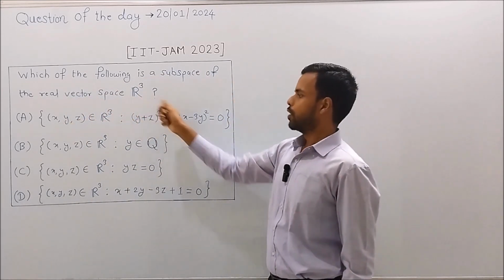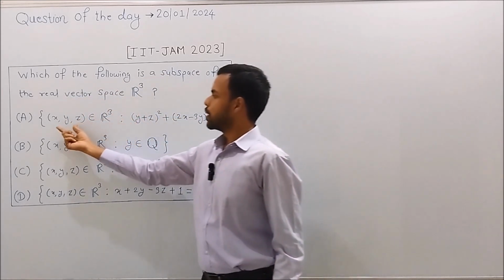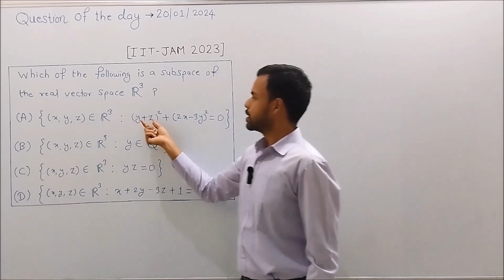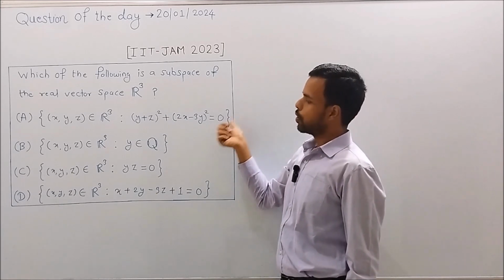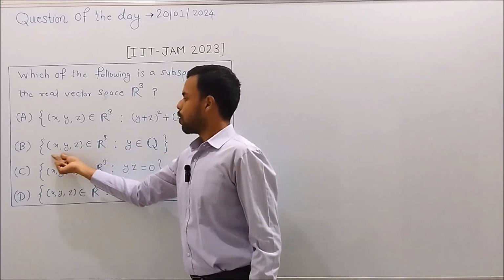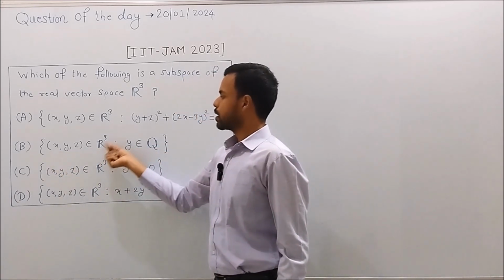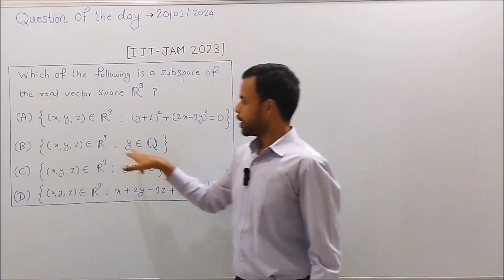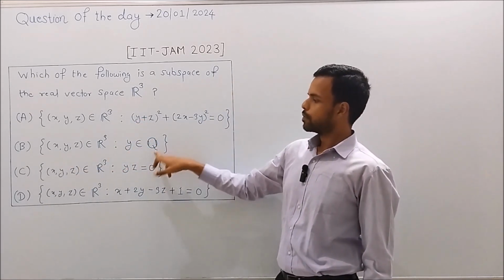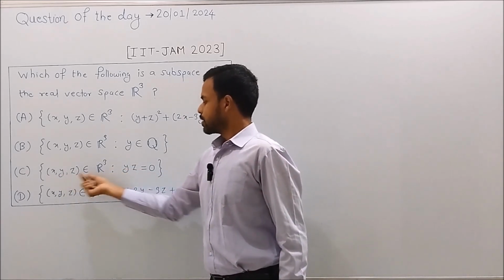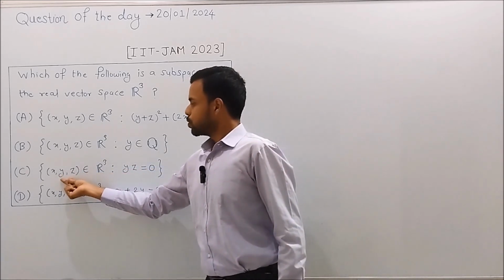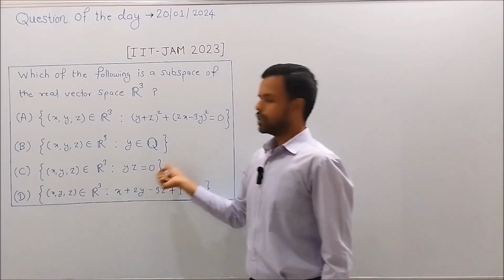R3? And the options are: option A is the set of (x, y, z) belongs to R3 such that (y plus z) whole square plus (2x minus 3y) whole square equals 0. Option B is the set of ordered triplets (x, y, z) belongs to R3 such that the second coordinate belongs to the rational numbers. Option C is the set of (x, y, z) belongs to R3 such that the product of their last two coordinates, that is the second and third coordinate, is 0.